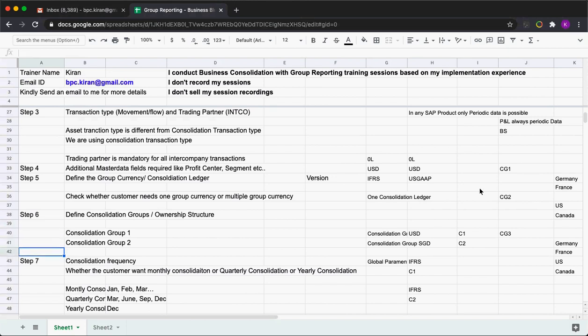Then Kiran, one quick question. Regarding IFRS and US GAAP, the ledger will be different, right? The variation of accounts will be different for IFRS and US GAAP. So in that sense, you will need two different consolidation ledgers for these two, right?